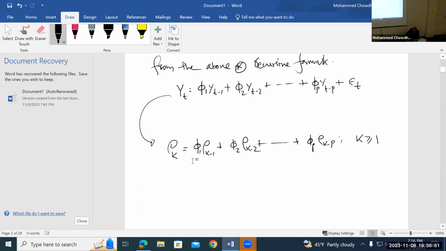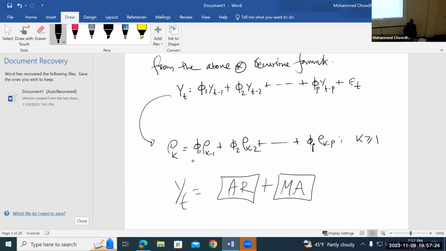I have 30 more minutes, but I just want to stop here. In the next class, I will discuss the combination of autoregressive and moving average together. That is called the autoregressive moving average model, coming from AR plus MA. These things put together are known as the ARMA model. That class could be maybe 1 hour long.